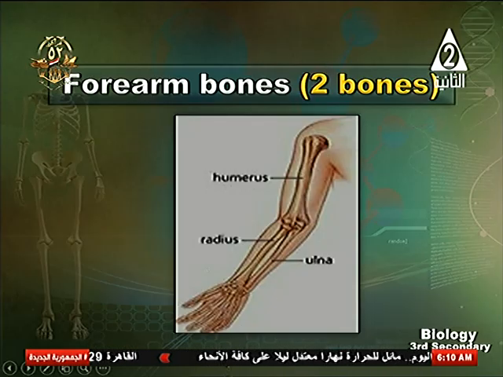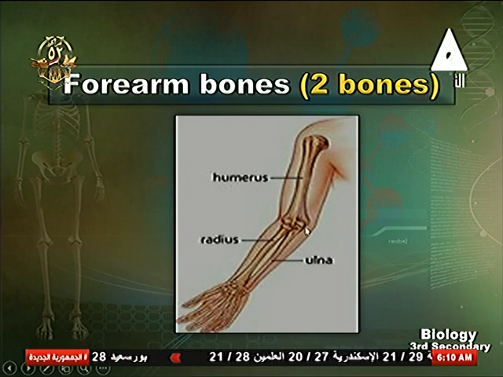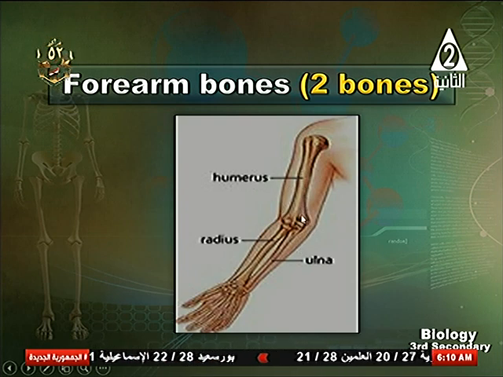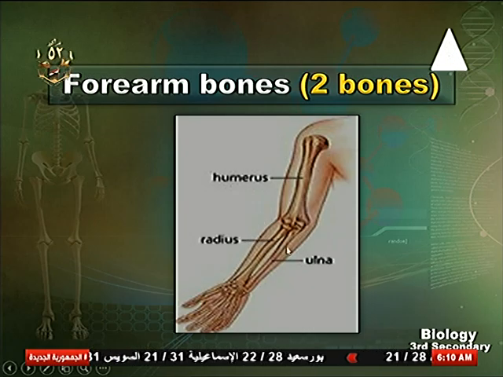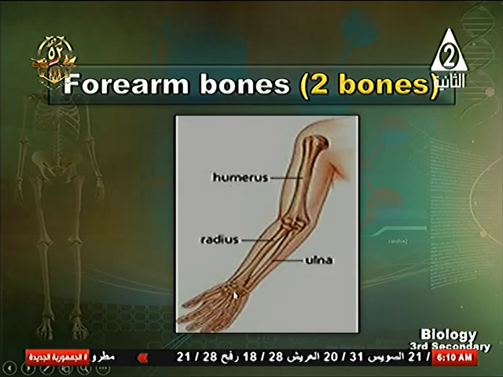Forearm bones are 2 bones, radius and ulna. As I said, the radius is a movable bone, while the ulna is a fixed bone. The ulna attaches with the humerus to form the elbow joint, which is a limited joint, while the radius moves around the ulna in a semicircular movement. The radius connects with the rest of the bones.